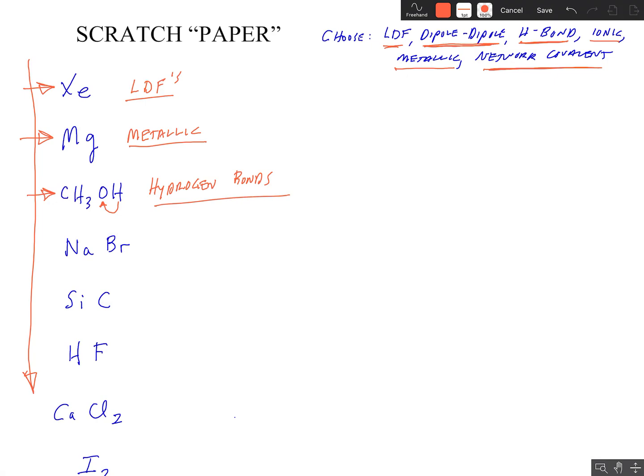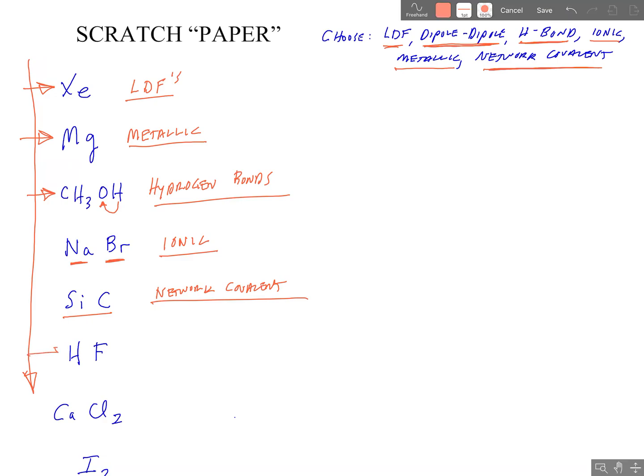Okay, next up, NaBr, sodium bromide. What do you think? NaBr. It's not metallic, good job. Not network covalent. Not an LDF. Yeah, this is a metal bonded to a nonmetal, isn't it? So did you choose ionic bonding? Good. Next up, SiC, silicon carbide. Okay, that's a silicon-containing compound. Did you jump right to network covalent? If you did, good for you. Very, very high melting and boiling points for that substance. Those molecules are actually held to each other, not by LDFs, but by covalent bonds.